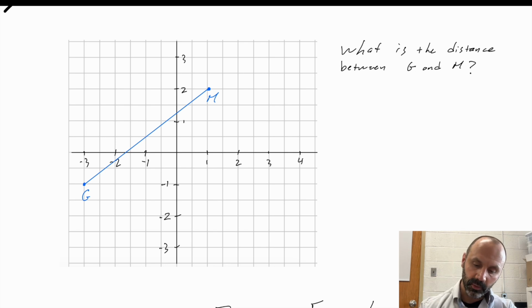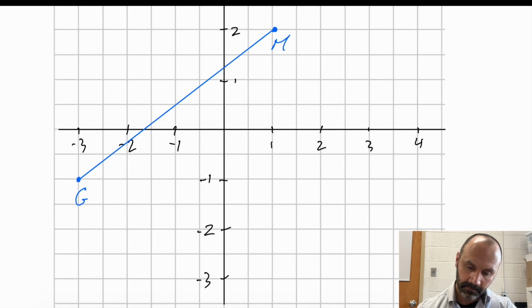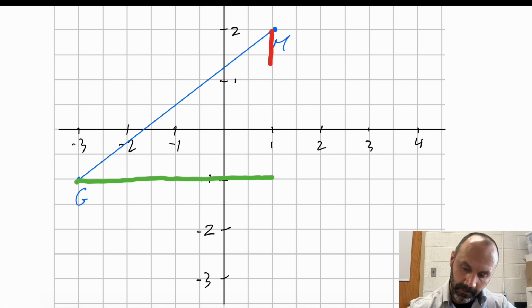Here's what we do. First, we look at the horizontal distance. Okay, so the horizontal distance is from here to here. And then the vertical distance, which is from here to here.